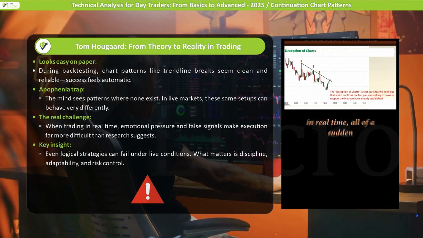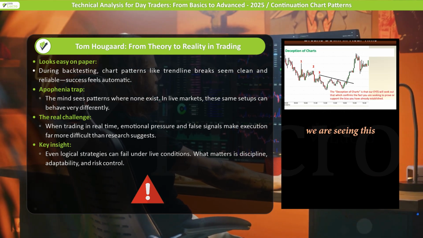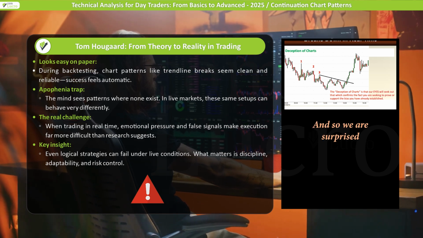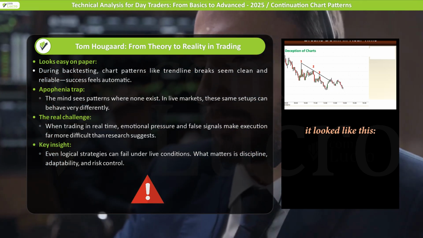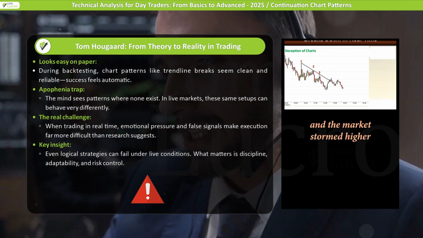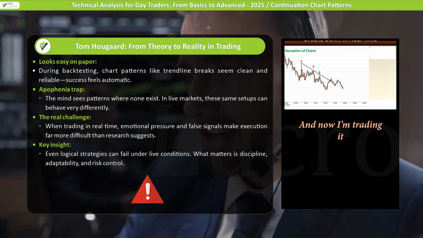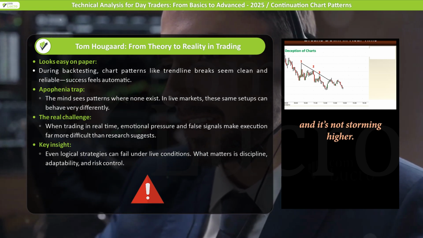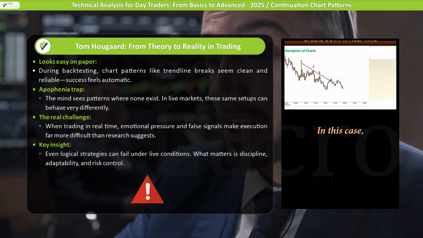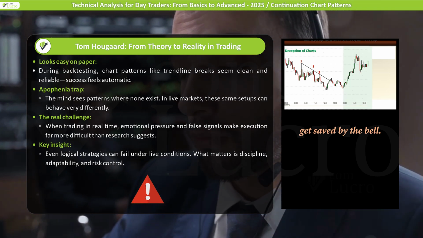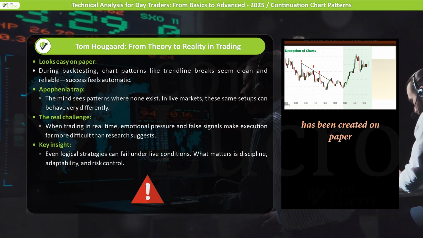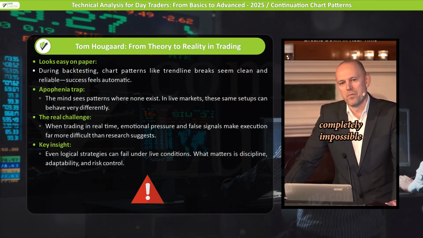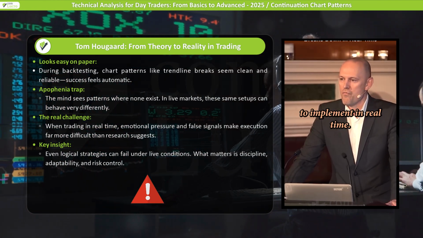Yet when we are trading it in real time, all of a sudden we are seeing this trend line break. And so we are surprised when this happens, because during our research, it looked like this. There was a trend line break and the market stormed higher and we were on board, and now I'm trading it and it's not storming higher. In fact, it's trading lower and lower. In this case, you actually do get saved by the bell. But many a good strategy has been created on paper that is completely impossible to implement in real time.